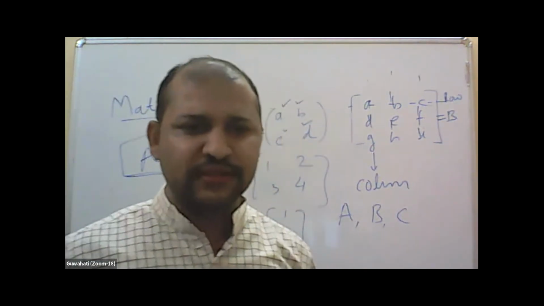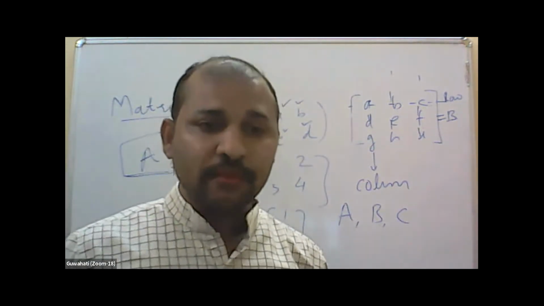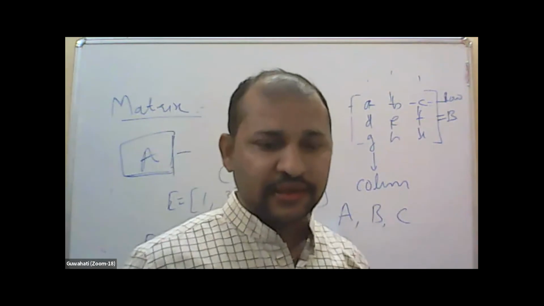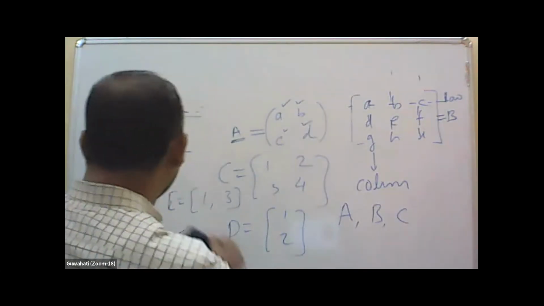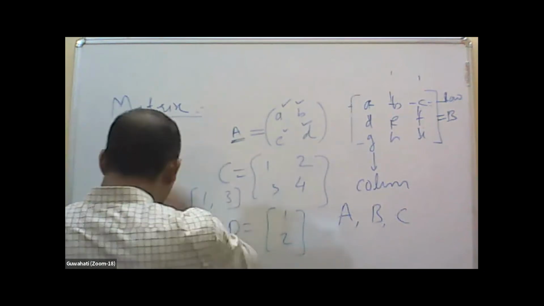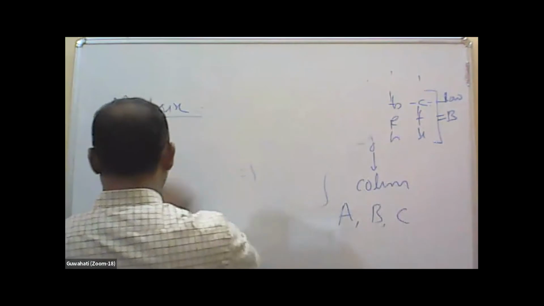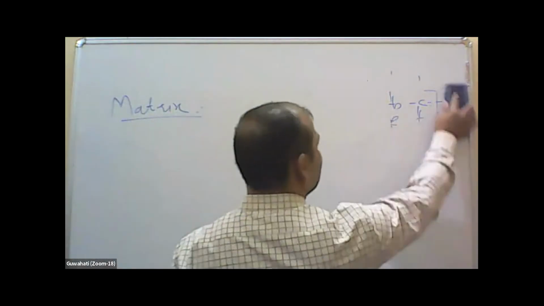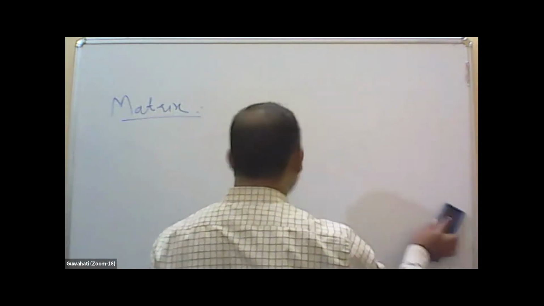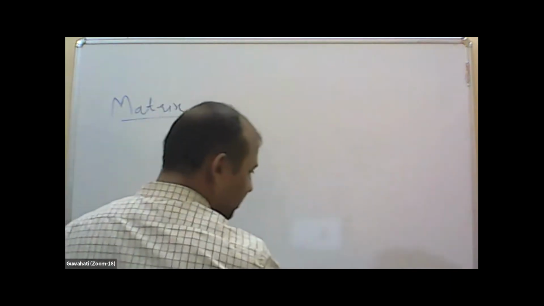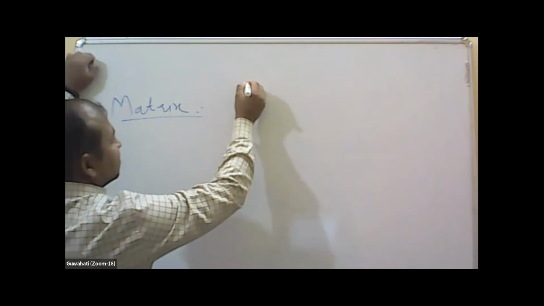What is the usefulness of the matrix? Okay, is it clear? Yes, sir. I will write the general form of the matrix, don't need to be scared about it. This is a representation of the matrix. This is called the general representation of the matrix. So I will write that general form of the representation of the matrix.